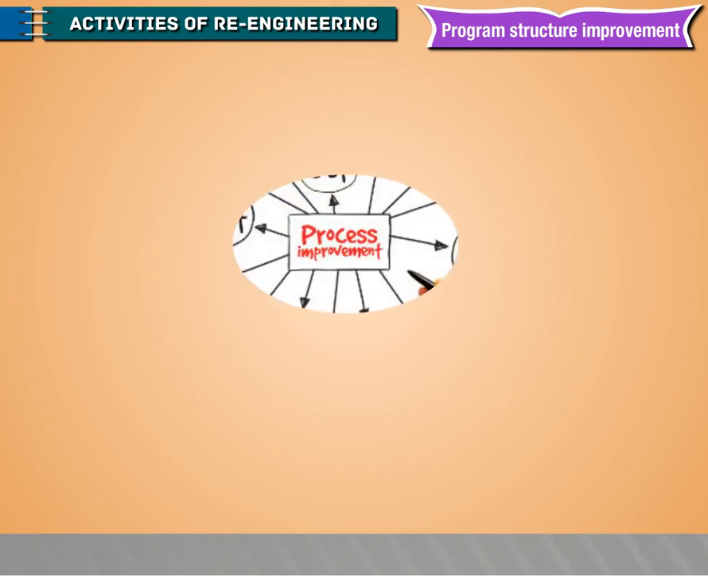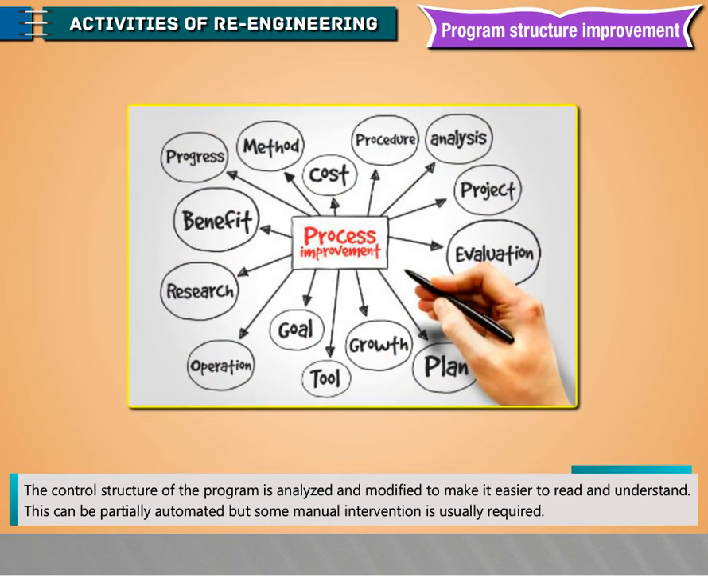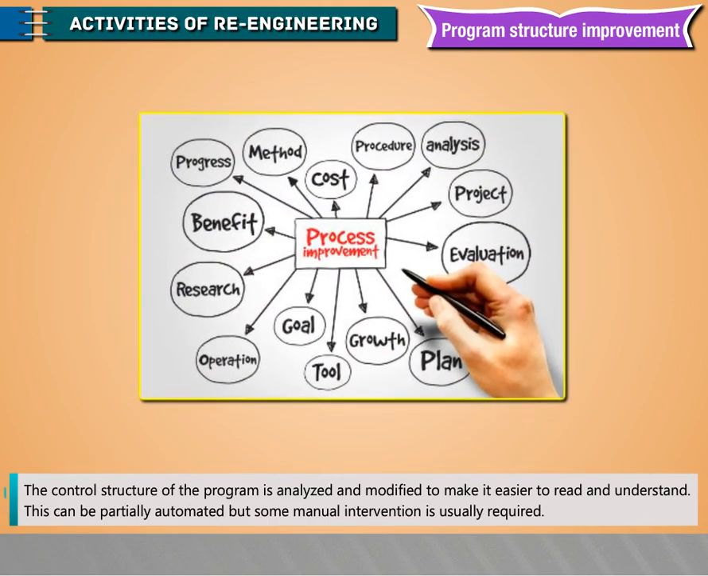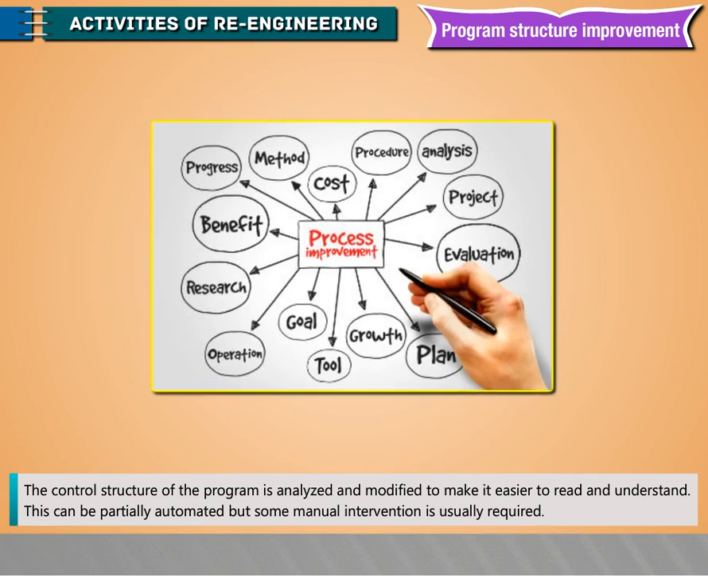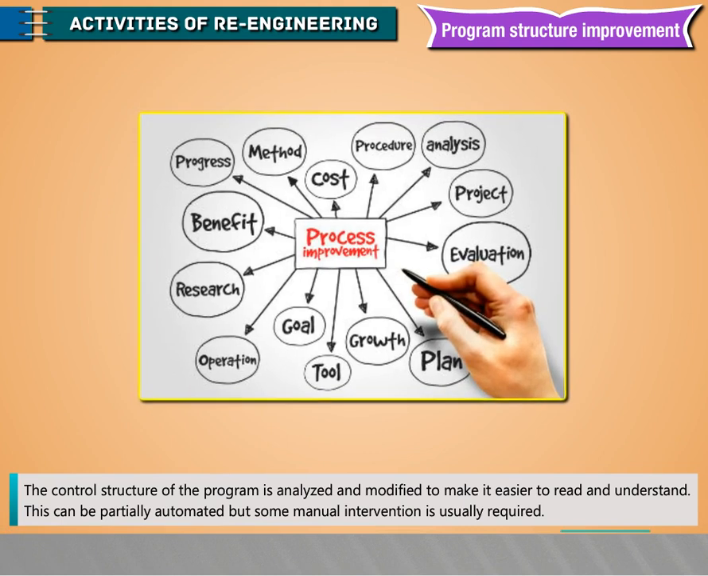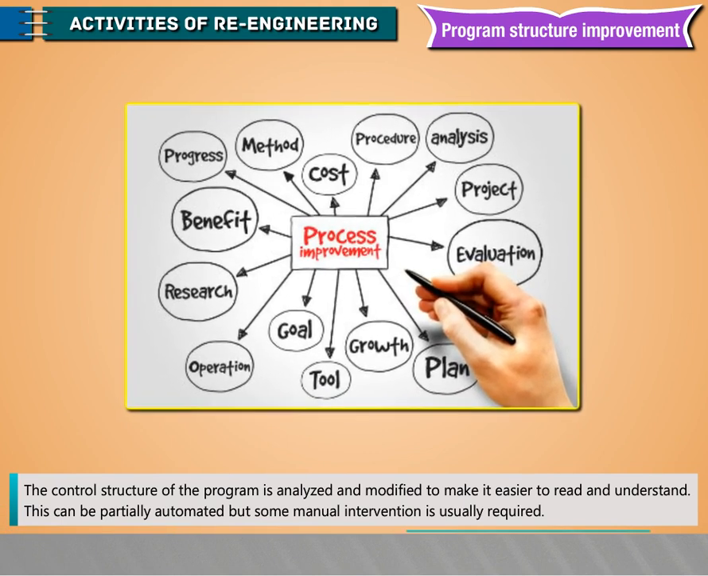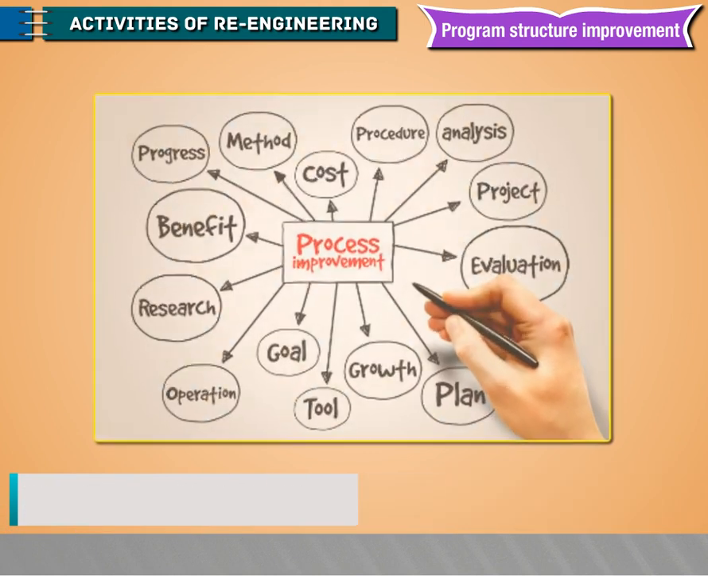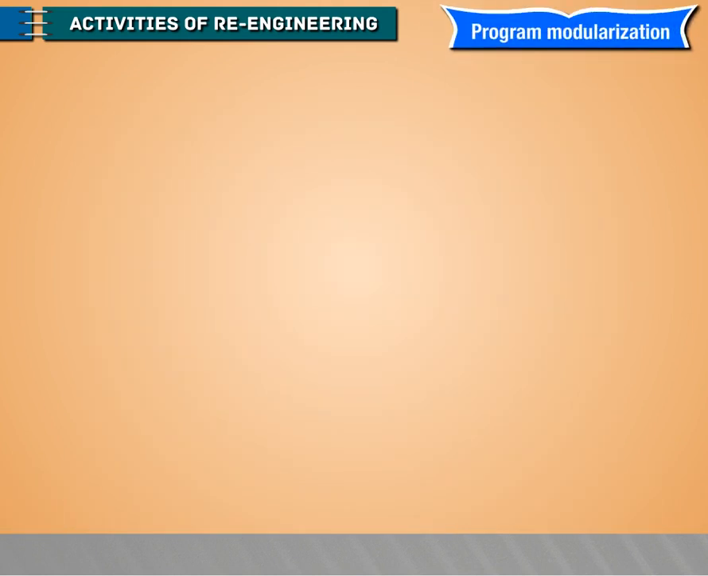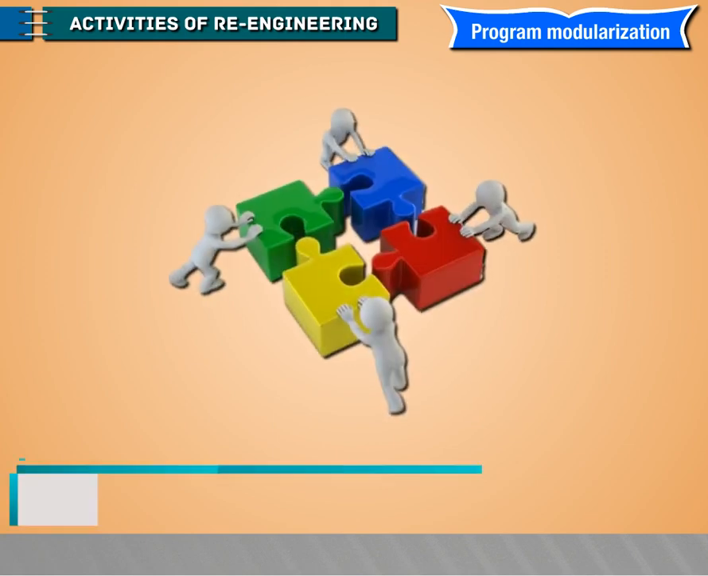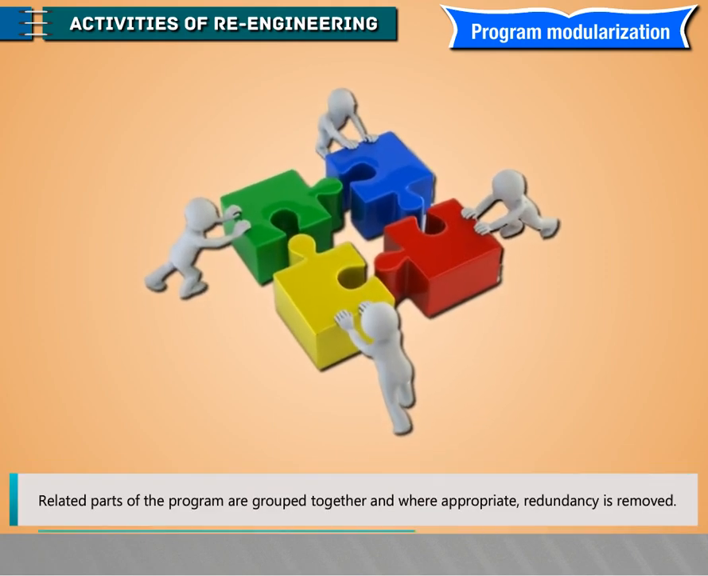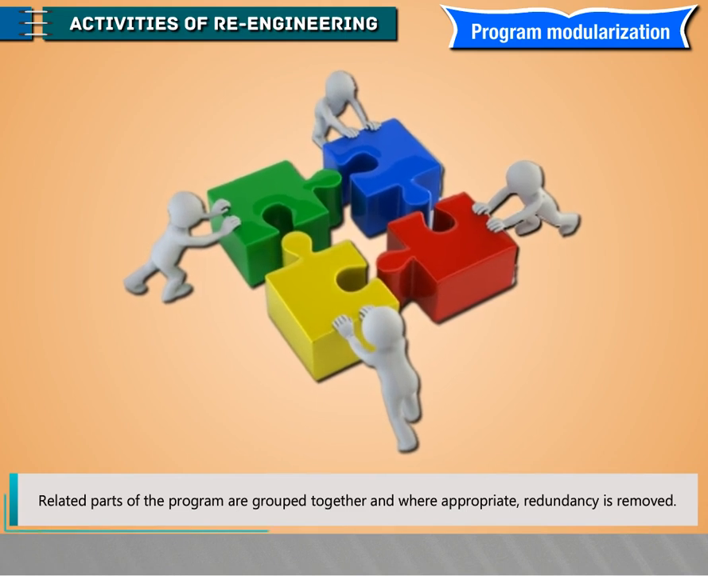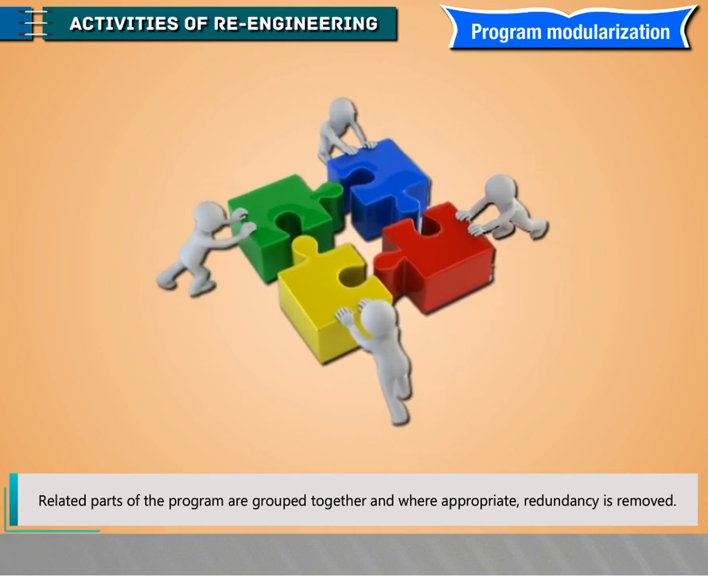Program structure improvement. The control structure of the program is analyzed and modified to make it easier to read and understand. This can be partially automated, but some manual intervention is usually required. Program modularization. Related parts of the program are grouped together, and where appropriate, redundancy is removed.